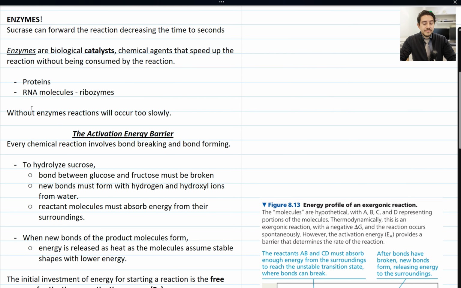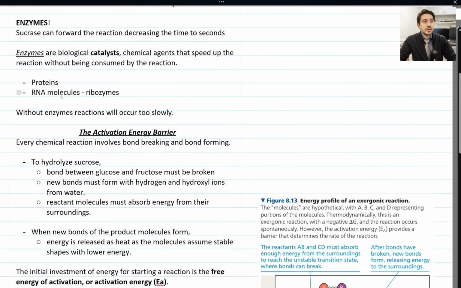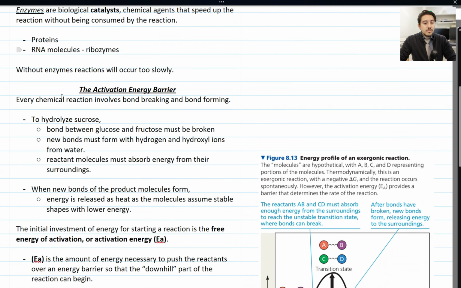There are different kinds of enzymes. There are millions of protein enzymes. The majority of enzymes are proteins, but you can have enzymes made up of RNA molecules that are called ribozymes. They're crucially important for biological systems, and many reactions without enzymes would occur way too slowly for the organism to survive.